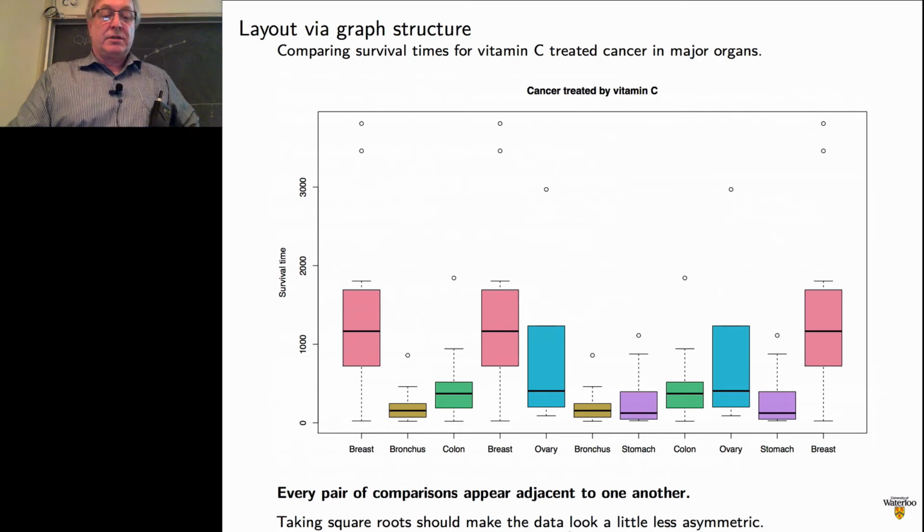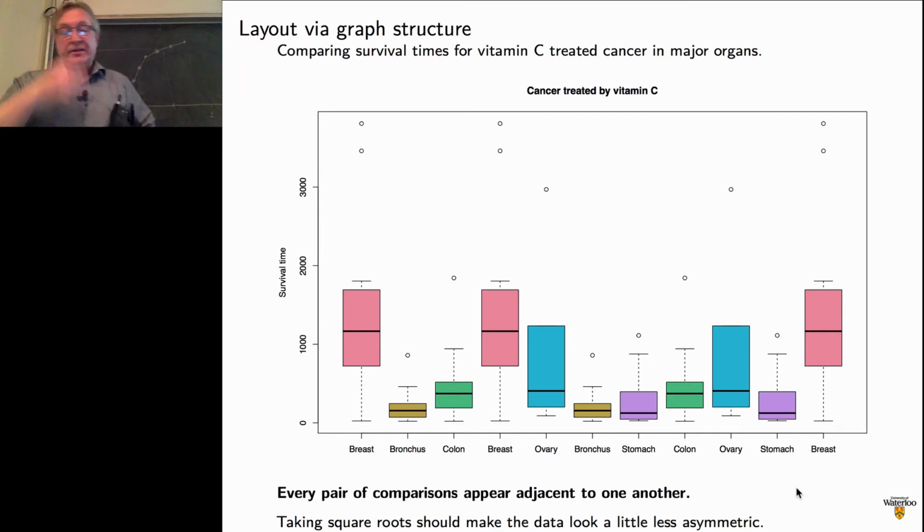Going breast, bronchus, colon, breast, ovary. So breast to bronchus can be compared there, colon to breast, breast to ovary, and the last one, breast to stomach here in survival times. All right?